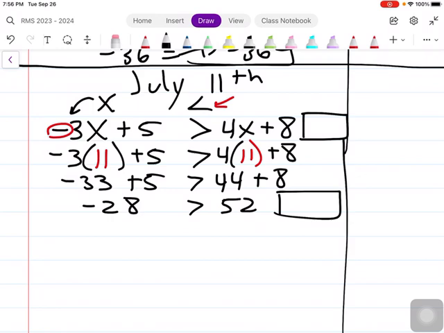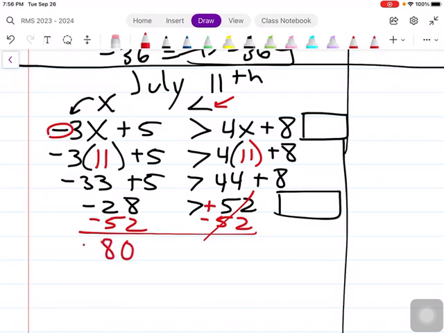Now to figure out what goes in that box to make this perfectly equal, I'm again just going to do the opposite of that right side. So I'm going to do minus 52 on both sides. And because they're both negative, I'm going to add them. That ends up giving me 80 even, negative 80. And that's what should go in that box.